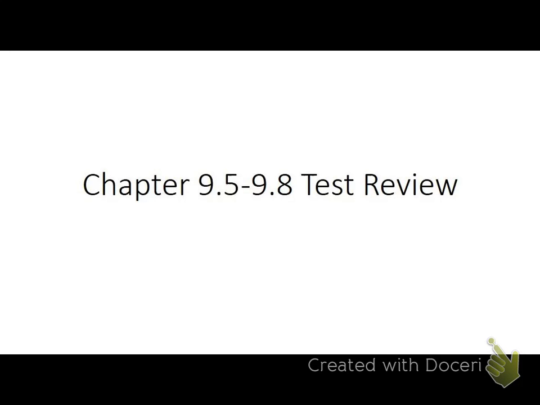Okay, so we're reviewing for our test tomorrow over section 9.5 through 9.8. This will include distance formula, midpoint, slope, special right triangles, and our trig ratios: sine, cosine, tangent. Everything that you saw on your quiz yesterday and on your review sheet last night will be on your test. No surprises. That's what it's going to be. So you've got it.